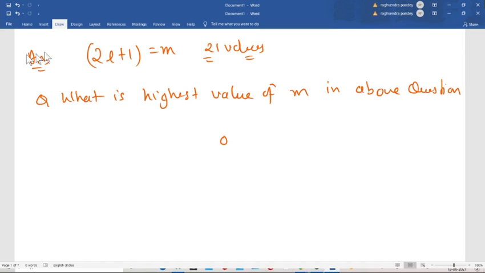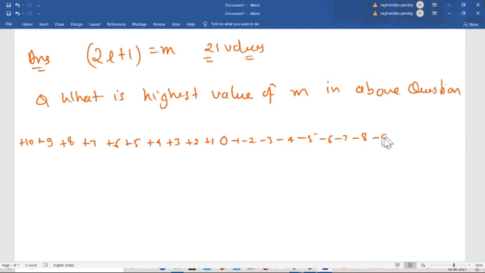So it is plus 1, then plus 2, plus 3, plus 4, plus 5, plus 6, plus 7, including 0, plus 8, plus 9, and plus 10. So how many values are there? 11. So 10 I will write on this side. So it will be minus 1, minus 2, minus 3, minus 4, minus 5, minus 6, minus 7, minus 8, minus 9, minus 10. So plus 10 will be the highest value.